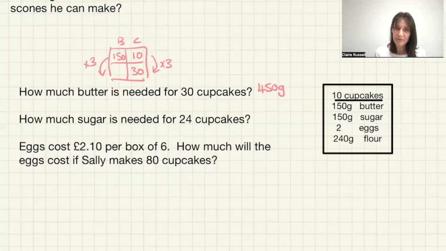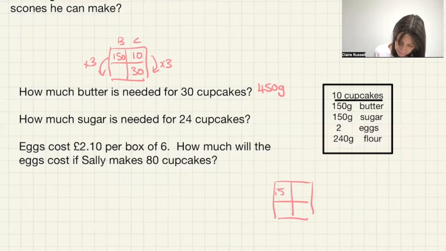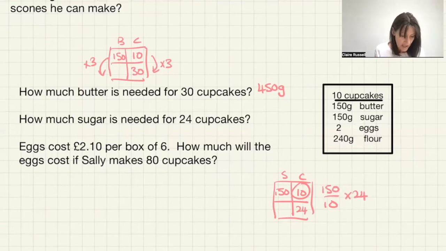Next one is about the sugar. So I'm going to do this one down here. So I've got 150 sugar, and that's making me 10. So same as the butter really, isn't it? And then I want to make 24 cupcakes. So 24 goes in the cupcake column. Always make sure you're putting things in the right column. So we're going to divide through by 10, 150 times it through by 24, and you get 360 grams.